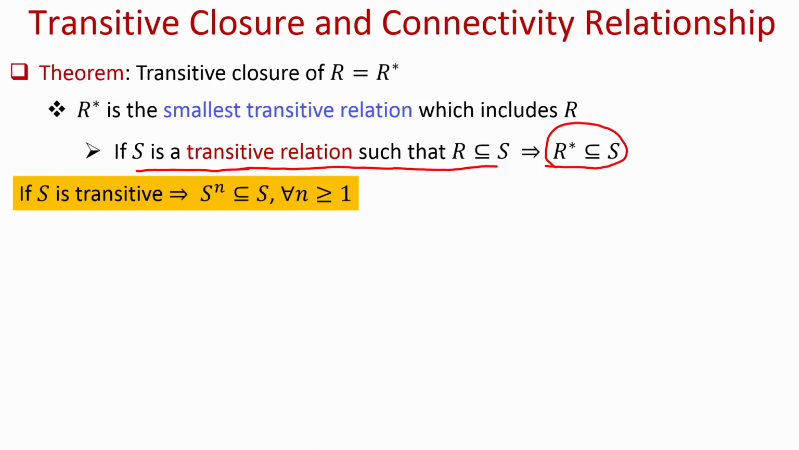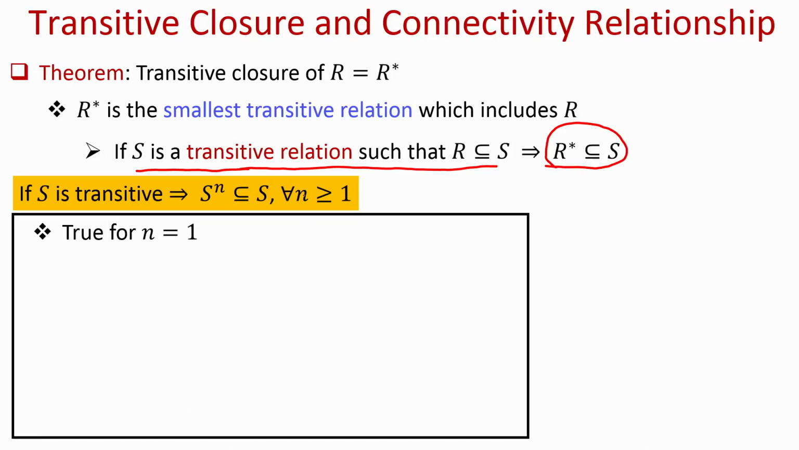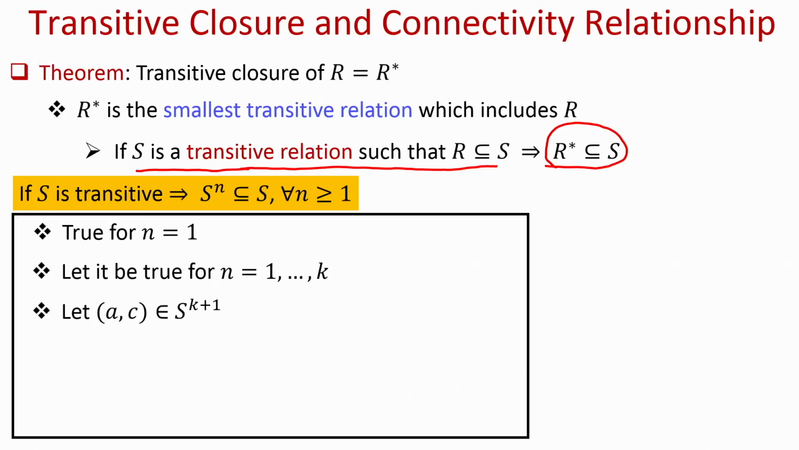To prove this property, we are going to take help of a very small fact regarding transitive relations, and that fact is the following. My claim here is that if S is a transitive relation, then any power of that transitive relation will be a subset of the original relation. Since this is a universally quantified statement for all n greater than or equal to 1, we can quickly prove it by induction. The base case is obviously true, because S is always a subset of S. Let the statement be true for n equal to 1 to k, and now we are going to prove it for n equal to k plus 1.